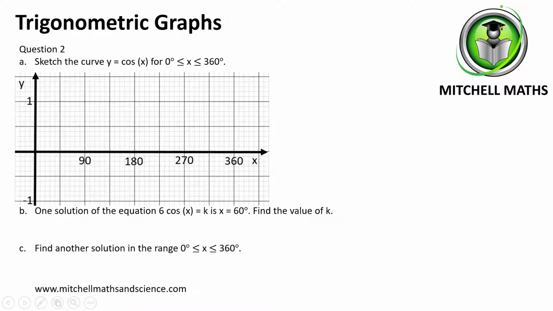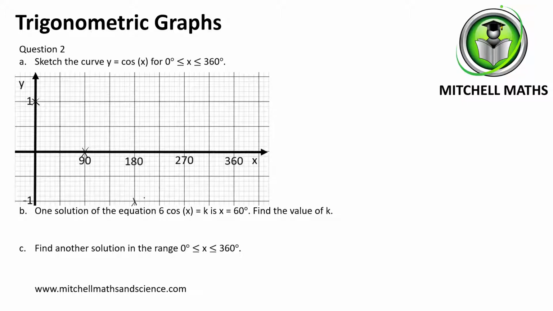For this question, we need to draw the cos x graph. The cos x graph is very similar to the sine x graph, only it starts at 1 instead of 0. So we're going to start at 1. If I go along, I'm going to split it into 90-degree segments again. As I go along 90 degrees, it's going to drop, and then it's going to go back up. So it drops from 1 to 0. Then at 180, it drops to -1.